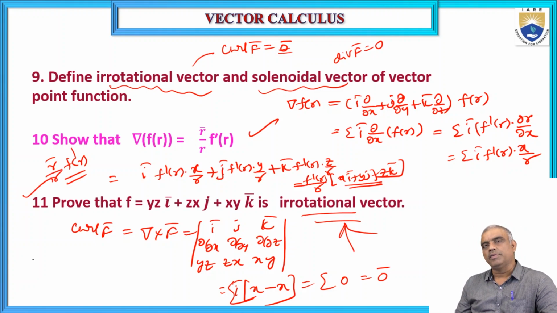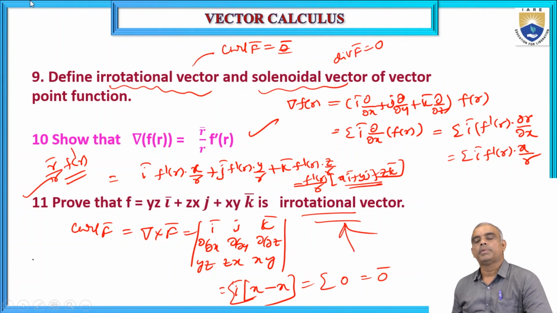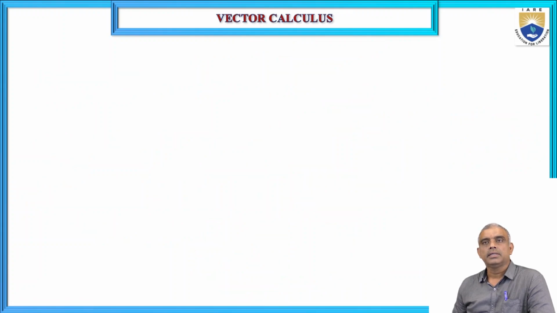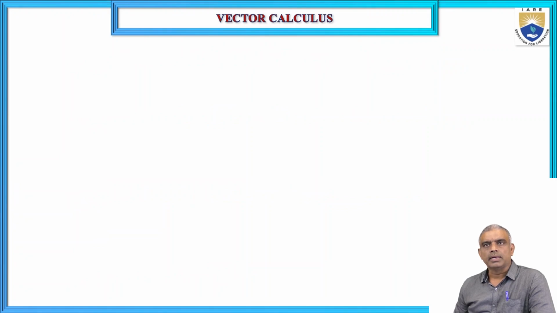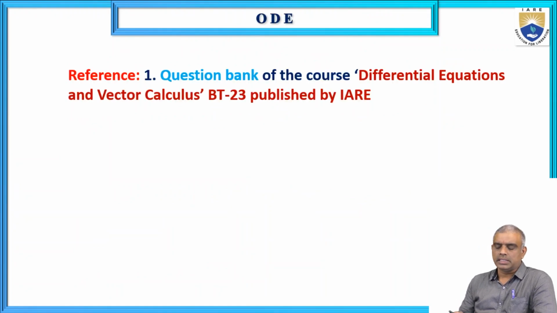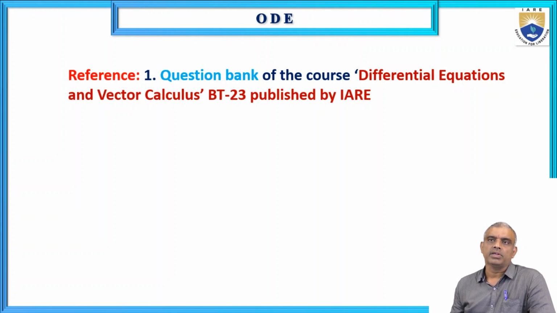So these problems come under vector differentiation. The main topics are gradient, divergence and curl and their physical interpretations, and there are some problems and operations of del, like curl, divergence and gradient. With these few problems, I conclude my session, and in the next class I will come with the vector calculus, vector integration topic. These problems have been taken from the question bank of the course Differential Equations and Vector Calculus, and the regulation is BT 23 published by IARE.